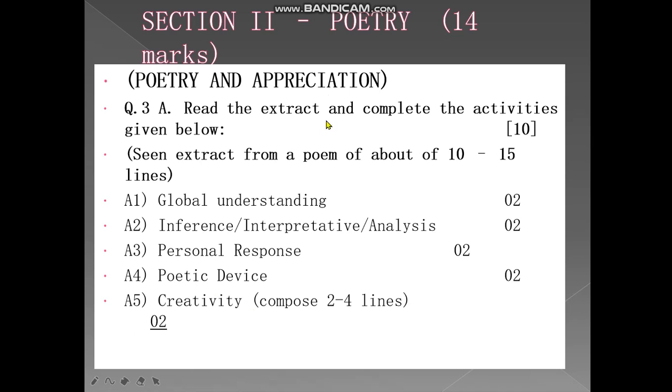Then A5, activity, creativity, and that is a very important one. You have to compose 2 to 4 poetic lines of your own based on the given theme. They would give you a particular topic and you have to create 2 to 4 poetic lines of your own. That is for 2 marks, and the total marking will be 10.